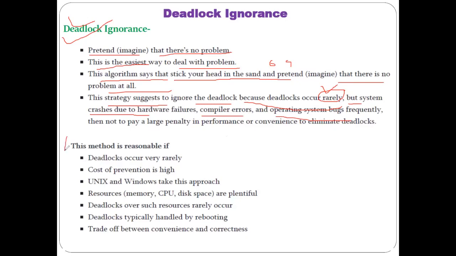Understood? And this is the last point I am going to explain: why this strategy is considered a good strategy out of all the strategies. Why is this strategy considered a good or reasonable strategy? The reason behind that is that deadlock occurs very rarely.